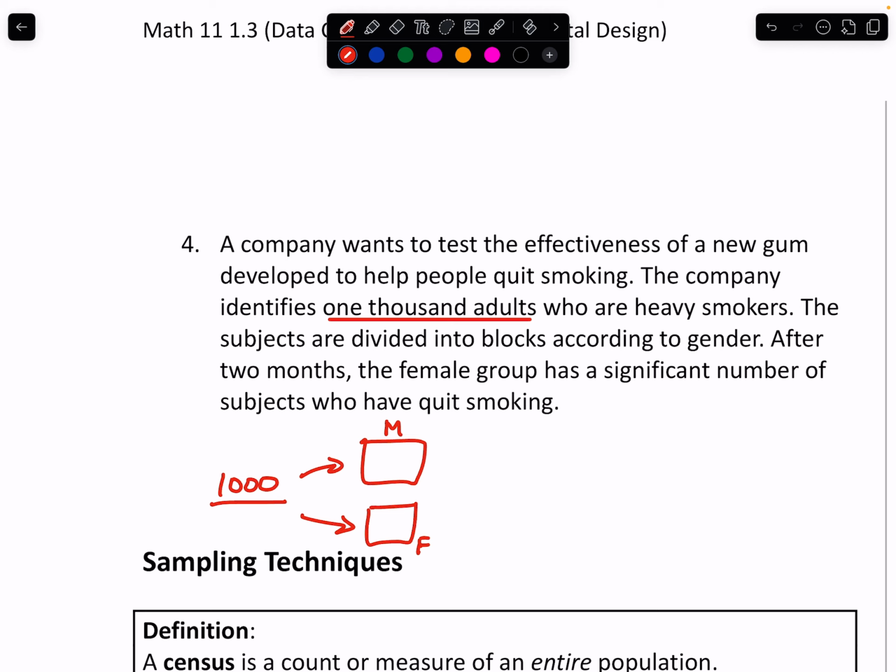The problem with this, so it says after 2 months, the female group has a significant number of subjects who have quit smoking. Again, I mentioned just a moment ago that it doesn't really matter if it's an even 500 split. Really, the biggest issue here is that there's no control group, right? I know they're given the new gum, but I don't have anything to test that against, right? Was it the gum? Was it other things? And so by separating them into gender, that doesn't really do much for me. Okay, so we need a control group.